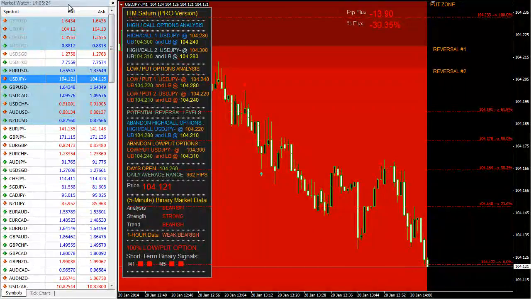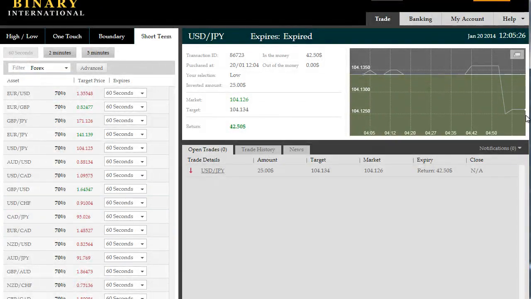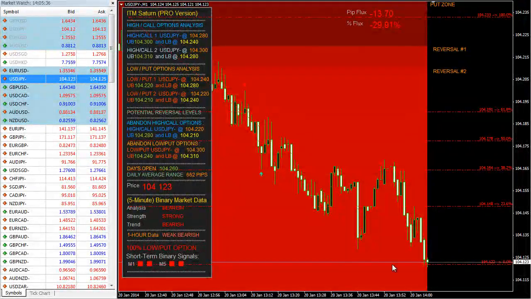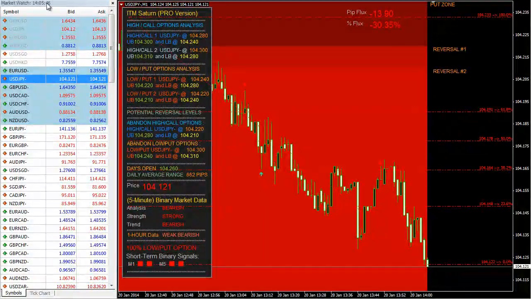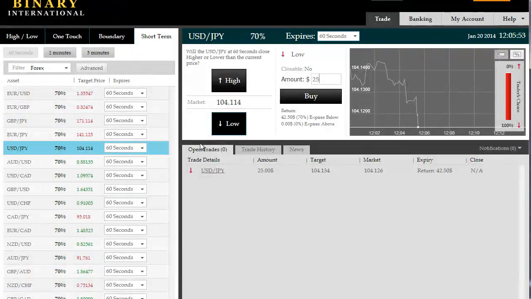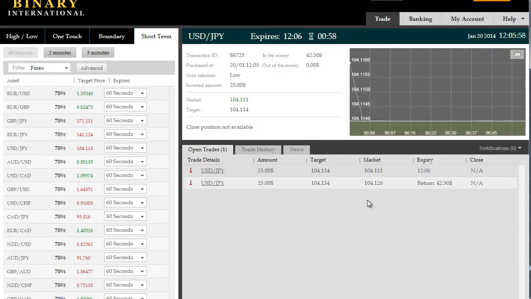Going into US dollar Japanese yen now. US dollar JPY, where are you? There we go. We're going to go short on this particular pair as well, $25 investment. Go check the chart again, make sure everything's lined up to be fully bearish. We have 100% low put option probability, both M1 and M5 time frames in our favor. So we're going to go ahead and execute a low option trade very soon. Looking at the bearish momentum there, we're going to go ahead and do that now. So $25 invested into a short trade.